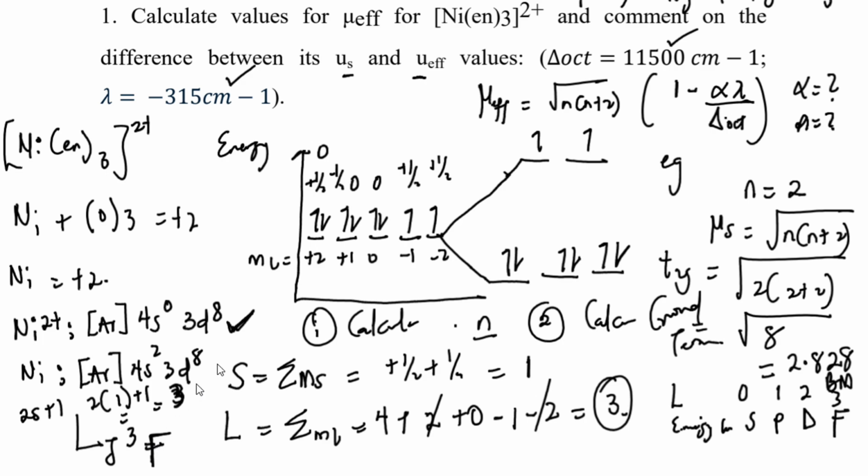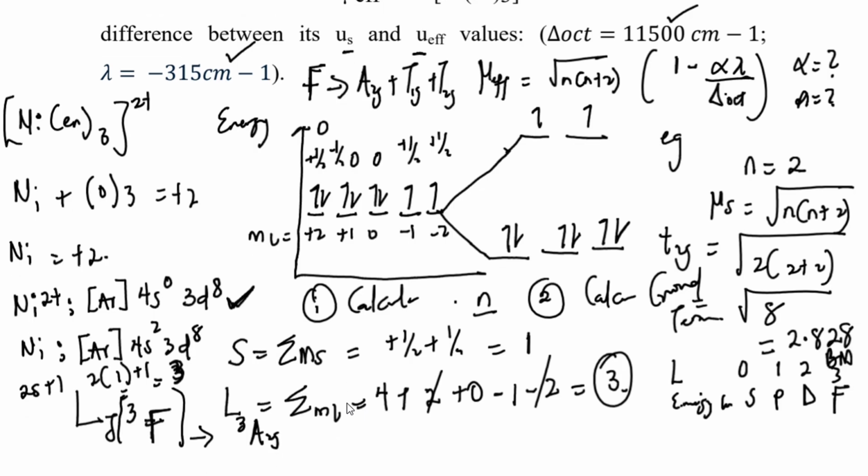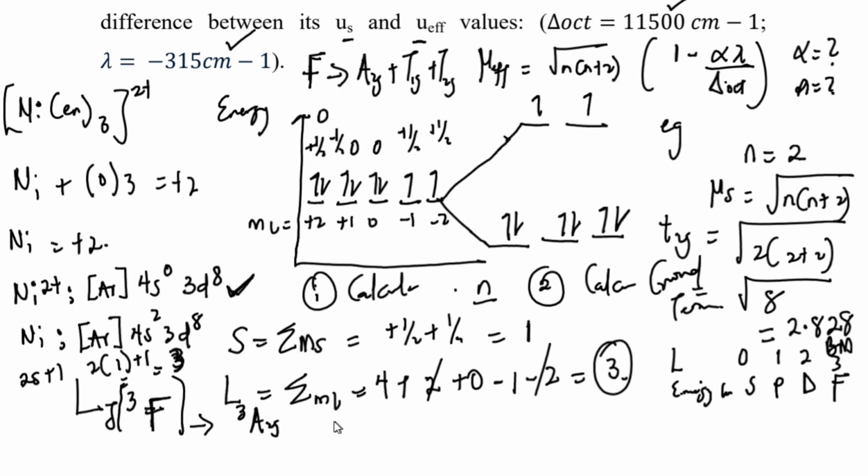So now recall that we said the F term will split into A2g plus T1g plus T2g, right? So this ground term will therefore become 3A2g. Let's put it here. So 3A2g, so let's write the ground term again. So we have 3F will become 3A2g plus 3T1g plus 3T2g. So now we've gotten that.